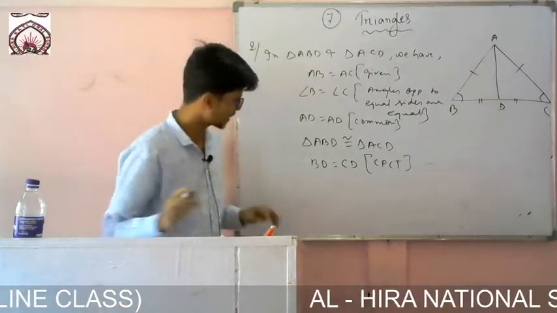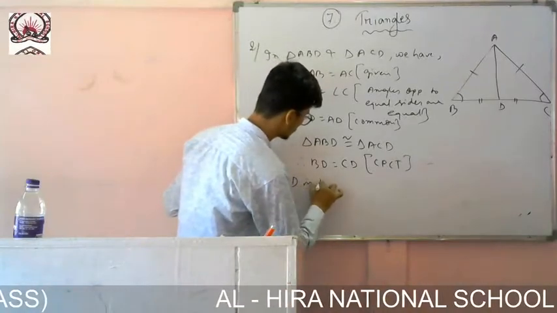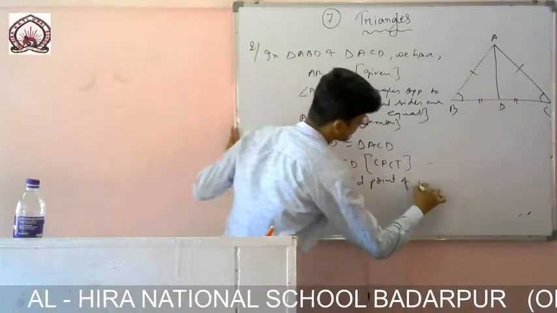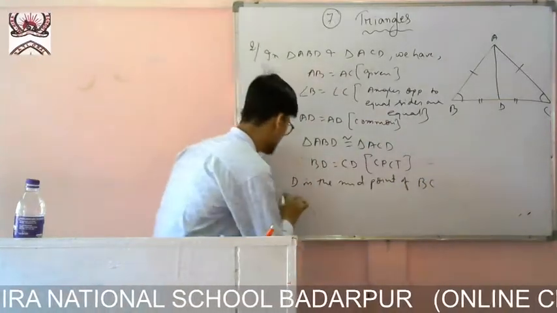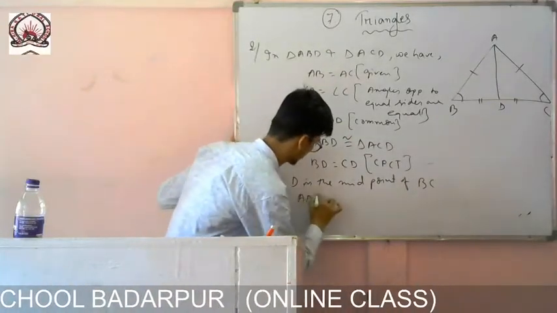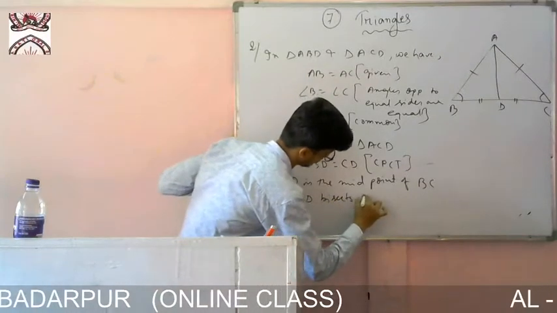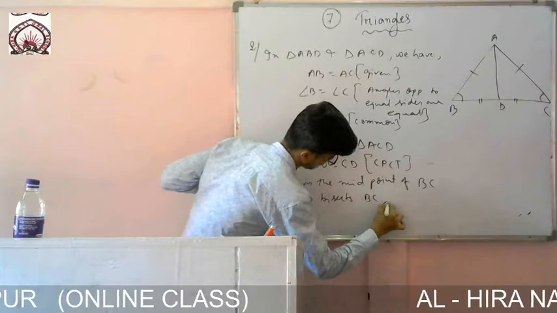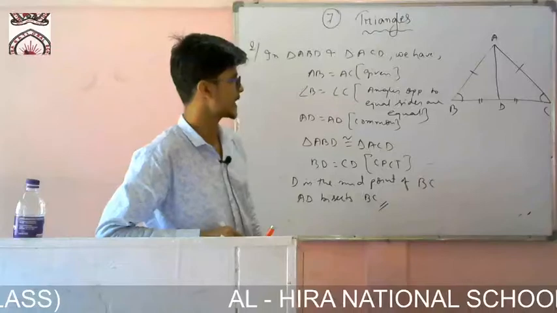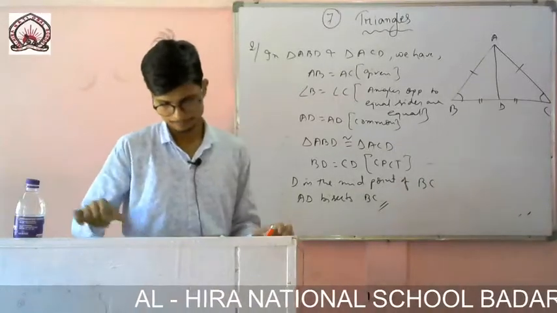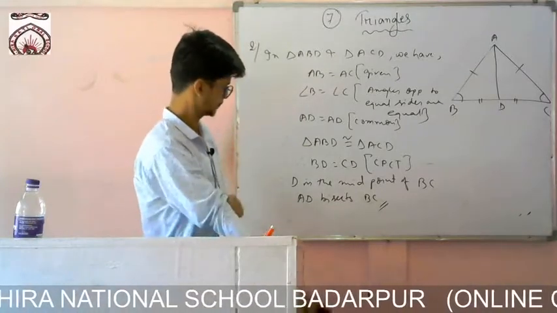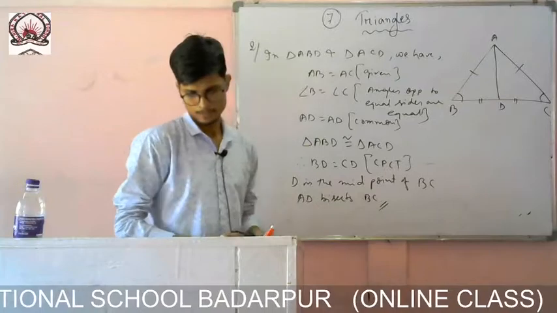So you write, since D is the midpoint of BC, so I can say that AD bisects BC. Okay. So first one finished.